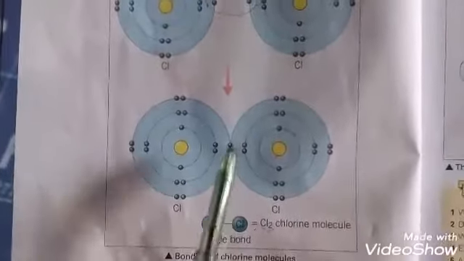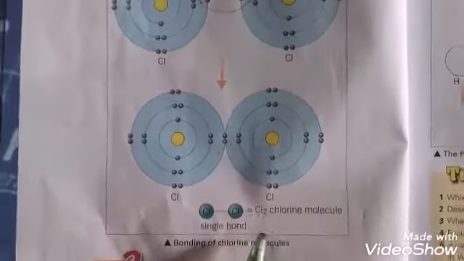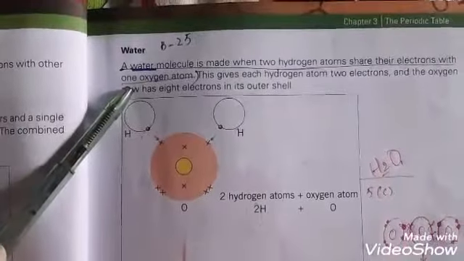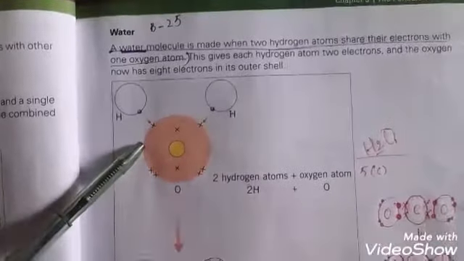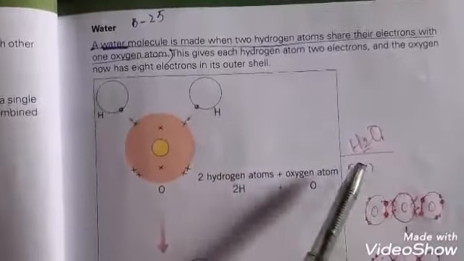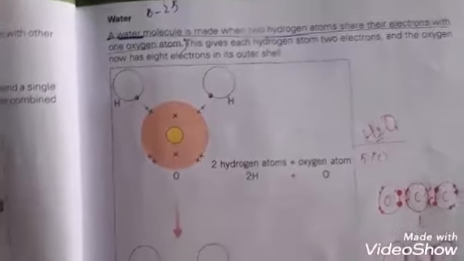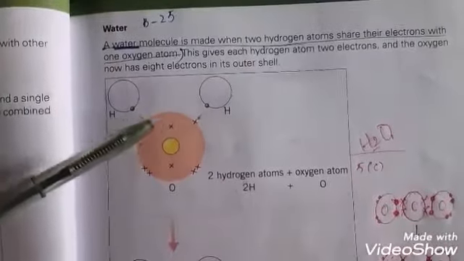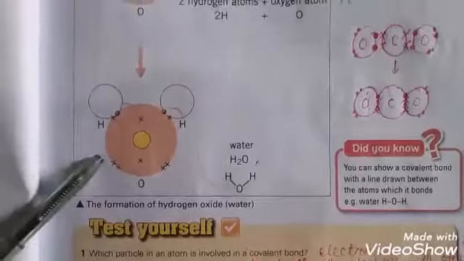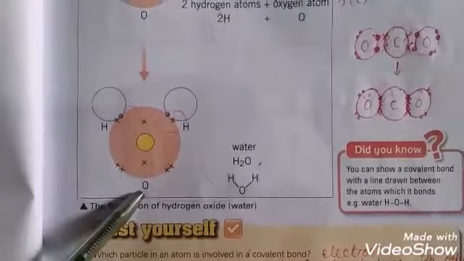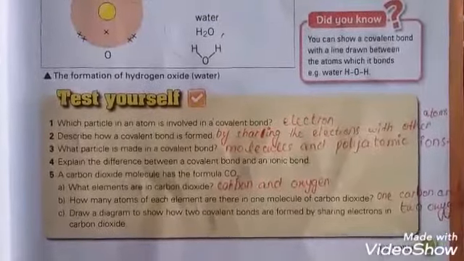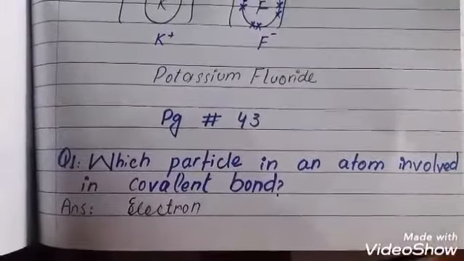You can see here a chlorine molecule, single bond, that is a covalent bond. Water. A water molecule is made when 2 hydrogen atoms share their electrons with 1 oxygen atom. As we know, the chemical formula for water is H2O, meaning 2 atoms of hydrogen and 1 atom of oxygen. So 2 hydrogen atoms share with 1 oxygen atom, and the diagrammatic representation of the formula is here, H2O.